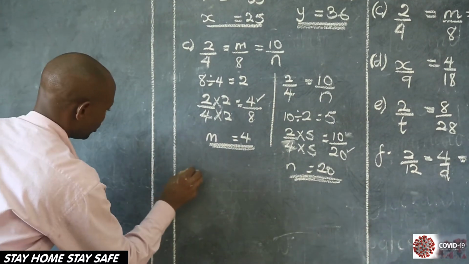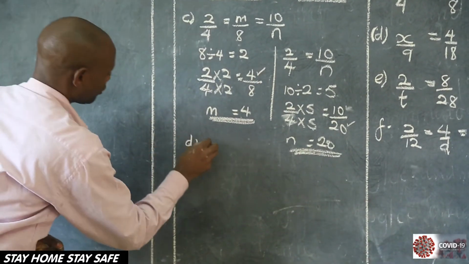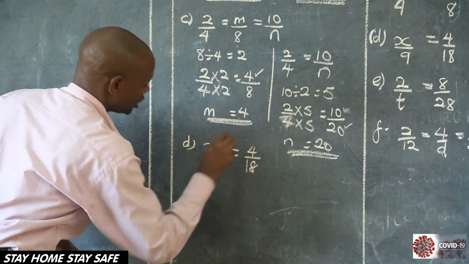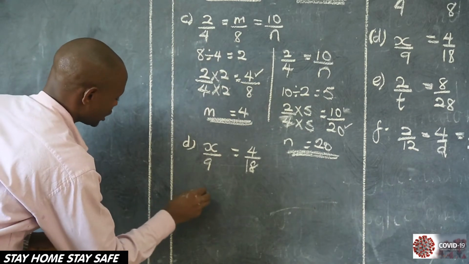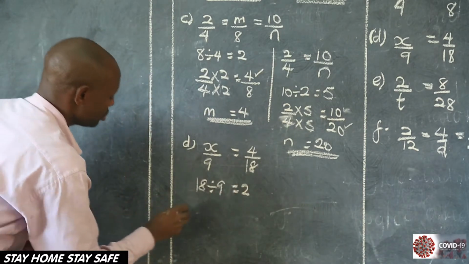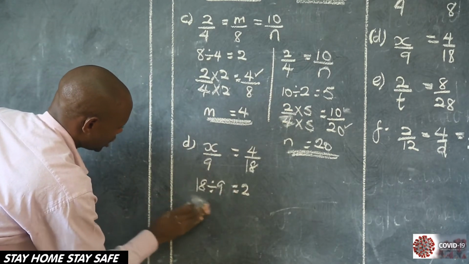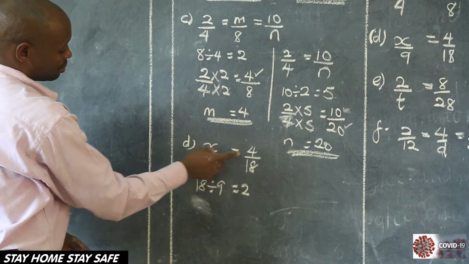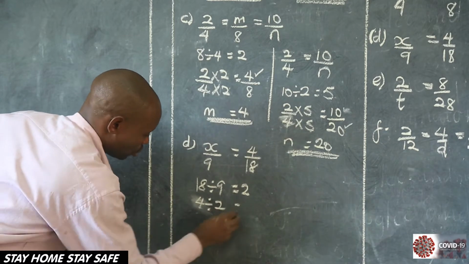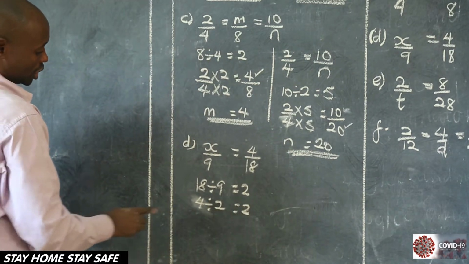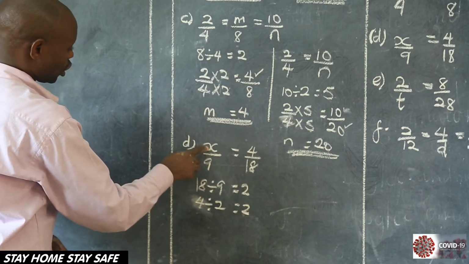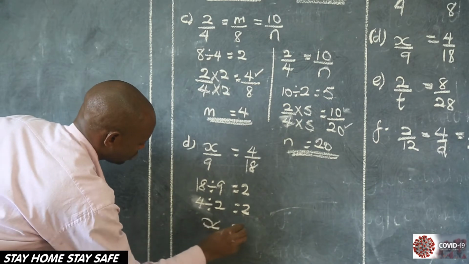Then we have D. D, we have x out of 9 is equal to 4 out of 18. And in this case, you are expected to first get 18 divided by 9, which will give you 2. Then, since this number is supposed to be smaller than 4, we again divide. That is 4 divided by 2, which will give you a 2. So it means these two will be substituted in the place for x. Therefore, x is equal to 2.